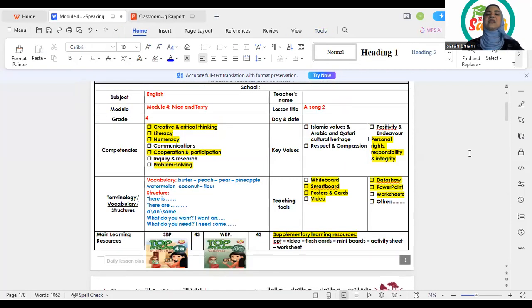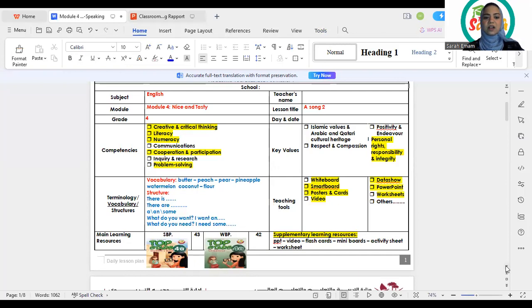Definitely, it's very important to mention the subject, the name of the module, the grade level, the teacher's name, and the lesson name. And then you're going to highlight the competences that you're going to implement. Like, for example, whether you're going to work on literacy, which is always there in every lesson plan, numeracy, of course, problem solving. Will you ask them to do a research or not? Will you ask them any critical thinking questions or not?